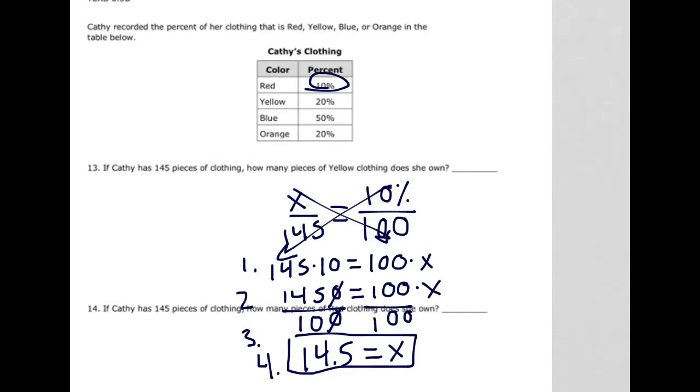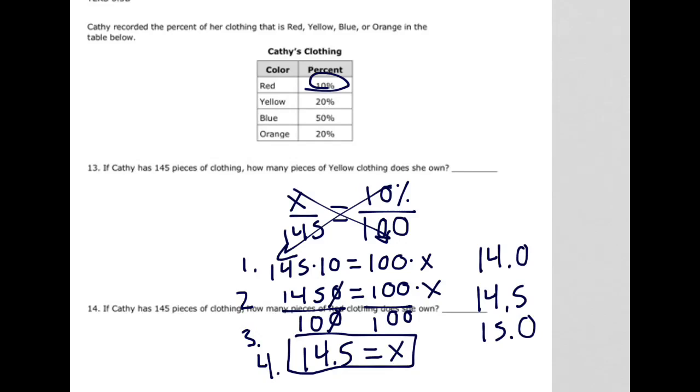Because we're looking for the amount of red pieces of clothing, I know that it's hard to have a half of a shirt or a piece of clothing, so acceptable answers besides 14 and 5/10, I would have allowed if you put 14 or if you put 15.